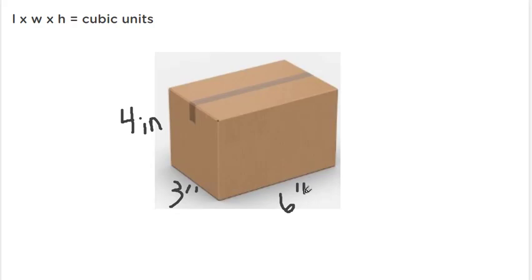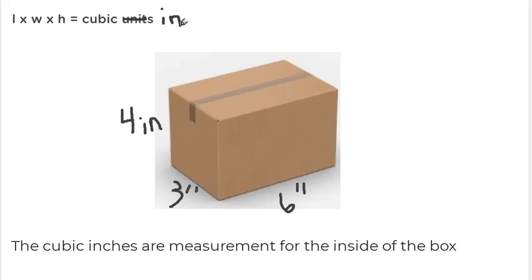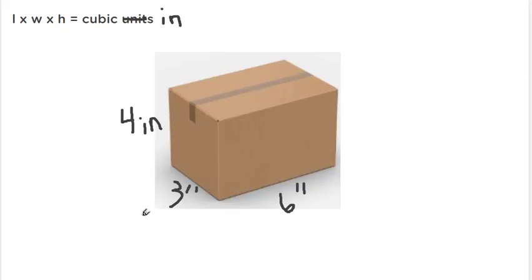So these are cubic inches now instead of cubic units. I just changed my measurement to inches. And normally you're going to be working with that. What's the first thing I do without even looking at my formula? I need to know the base. So the base is 3 times 6. 3 times 6 is 18.